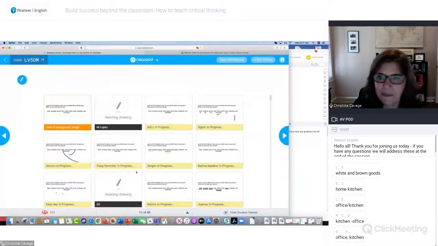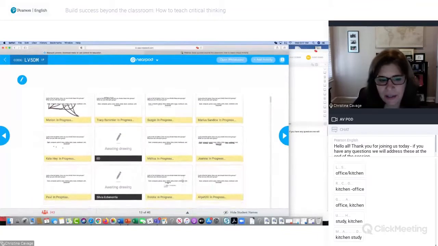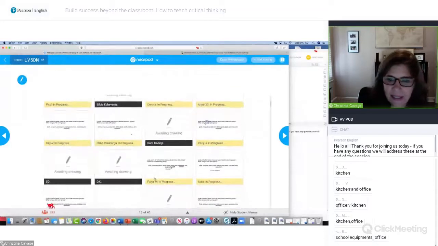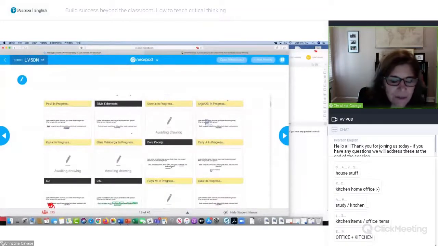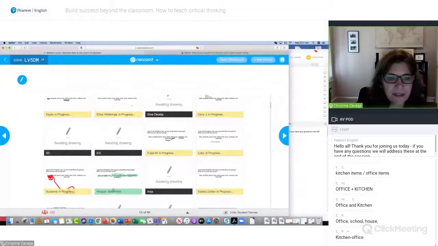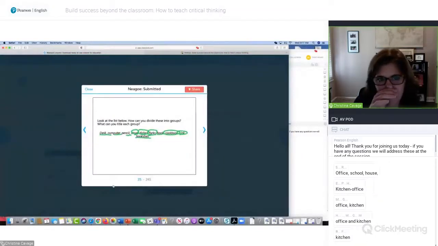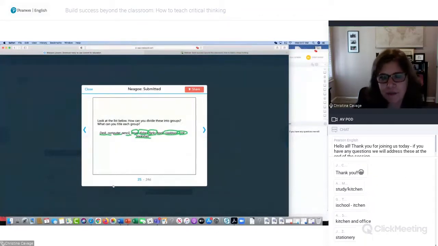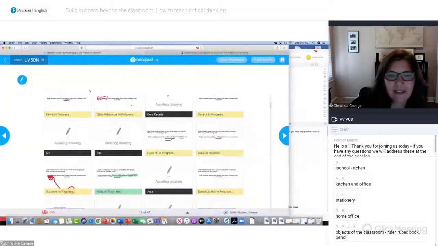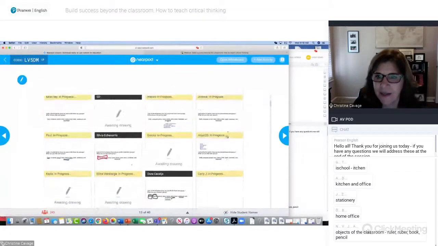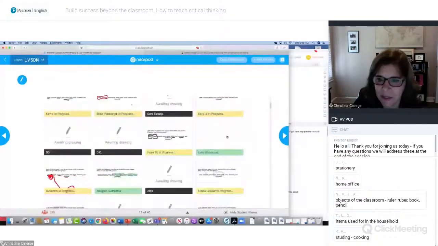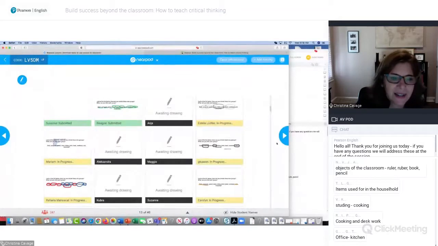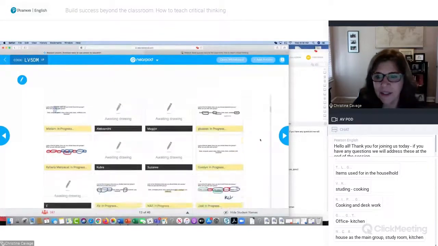Okay, so I'm seeing some of you engaging here. For example, we have this one right here: desk, computer, pencil, book, bookshelf are one group. Stove, dishes, forks, cookbook, sink, another category. Yes, and I saw somebody list school supplies. Somebody listed appliances. Oh, somebody already figured out their colors in Nearpod.